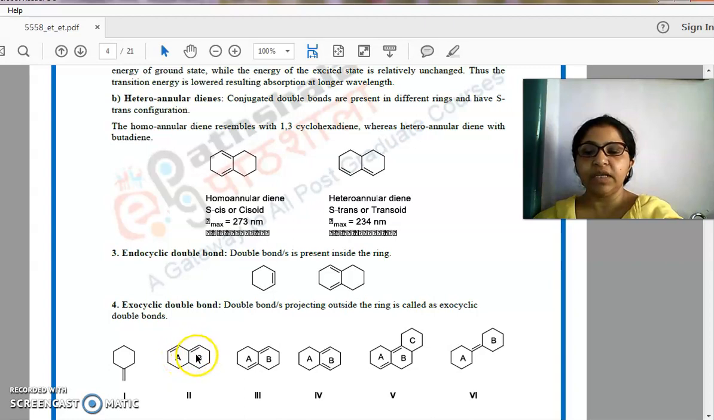And this double bond in the ring B is exocyclic to A, and A is definitely not an exocyclic double bond because it is not connected with the ring. Here also you have the same thing. This double bond is exocyclic to this ring A, whereas this double bond is exocyclic to ring B. Similarly, these two are exocyclic to this ring, both are exocyclic to A. Then this double bond is exocyclic to B. This double bond is exocyclic to C. This is exocyclic to A. This is exocyclic to B as well.